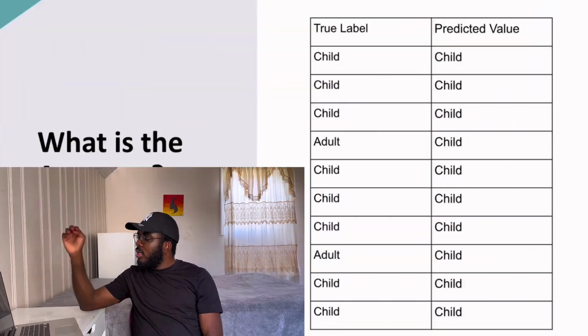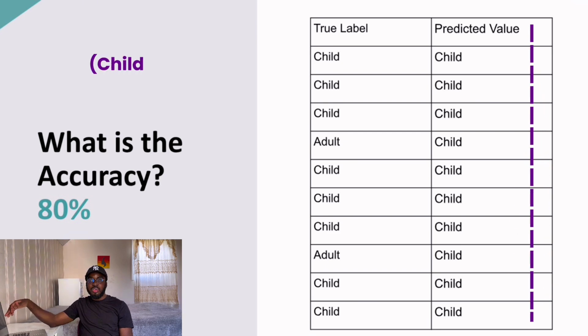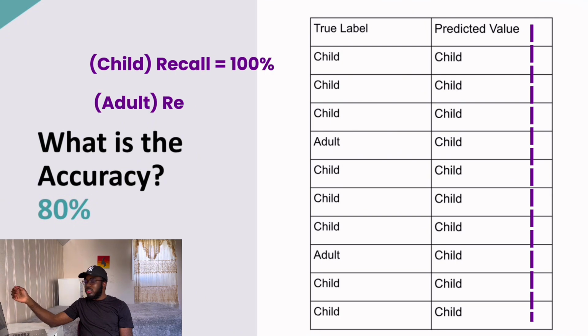In the next question, what is the precision of child? That means every time there was a child, how many did we get it right? Because we had child, our model predicted child all the time, our recall here is 100%. But if I'm saying what is the recall of an adult, it's 0% because every time there was an adult, we got it wrong.